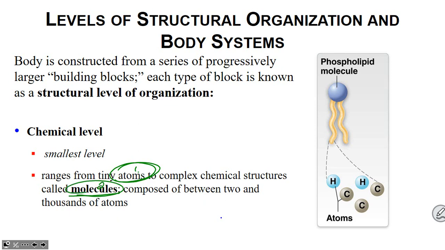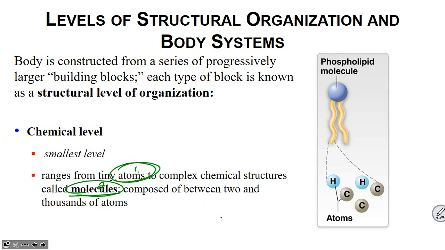Atoms then made molecules. Then we spent a while talking about macromolecules like carbohydrates and proteins. We talked about lipids and nucleic acids. And after we spent some time building these macromolecules, we started to build something even bigger. So in biology, we began at the chemical level. It's the smallest level. Now, keep in mind though, the chemical level is not a unique feature to living things.